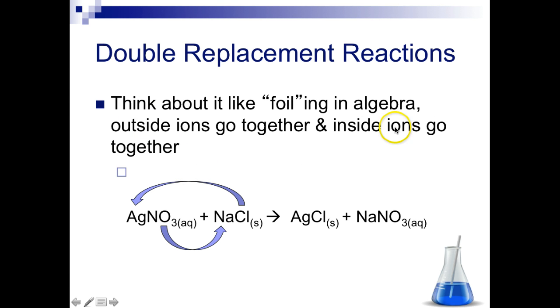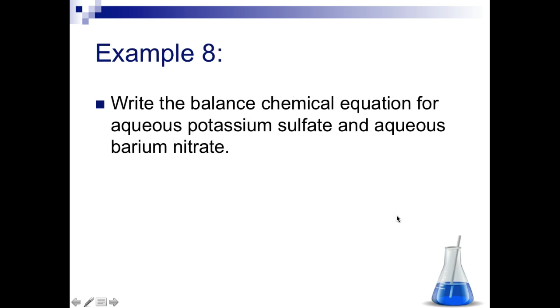When you're predicting products for these, you're going to do FOIL like in algebra. The outside ions are going to go together, and then the inside ions are going to go together. So when this produces a new product, Ag is going to go with Cl, and then NO3 is going to go with Na. The one thing that students always get confused about is they want to write NO3 first. You can't do that. You always have to write your metal atom first. So it'll be NaNO3.